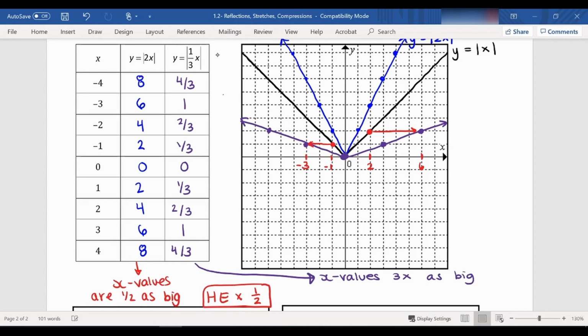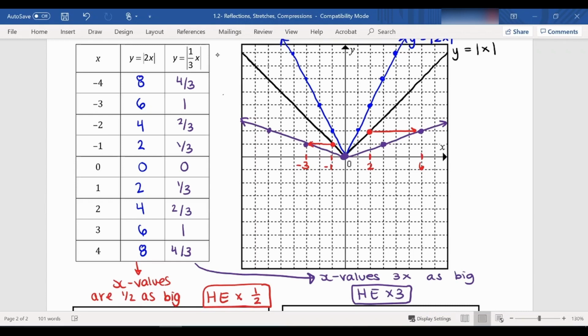Okay? The x values are 3 times as big. So this is going to be a horizontal expansion by 3. All of our x values were multiplied by 3. So for the blue one, all of our x values were multiplied by 1/2. For the purple one, all of our x values were multiplied by 3. And if I look at my function and try and figure out, okay, so how would I tell how much I'm going to multiply by?